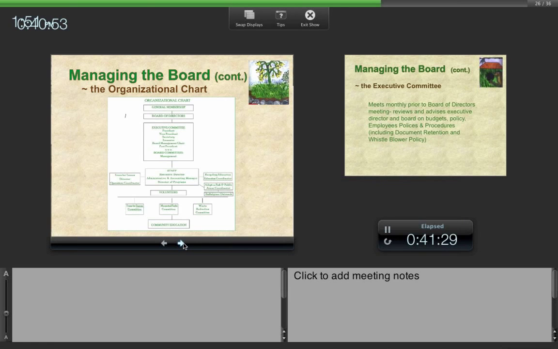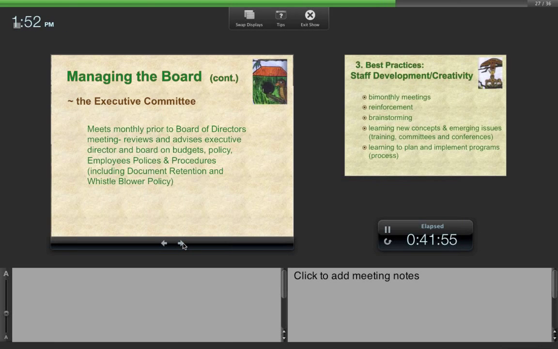The organizational chart pretty well determines the direction that we do our planning for. So the organizational chart, of course, is our membership, our board of directors, the executive committee, the executive director, program director, office manager, and our program coordinators. And of course, last but not least, certainly our volunteers. A very strong part of our organization is ongoing community education.